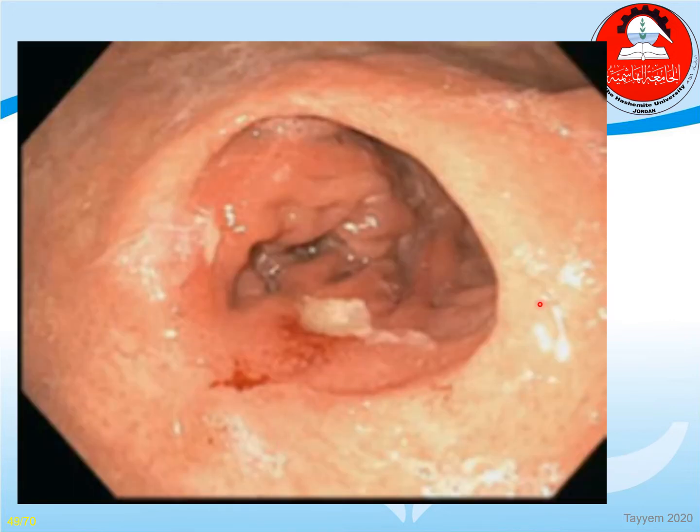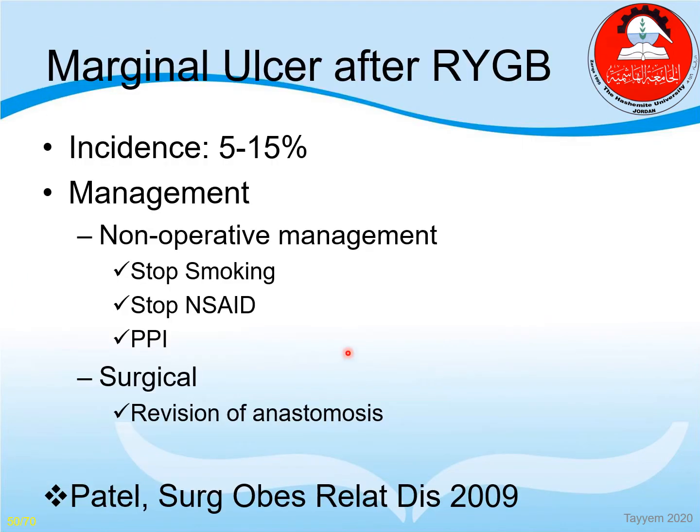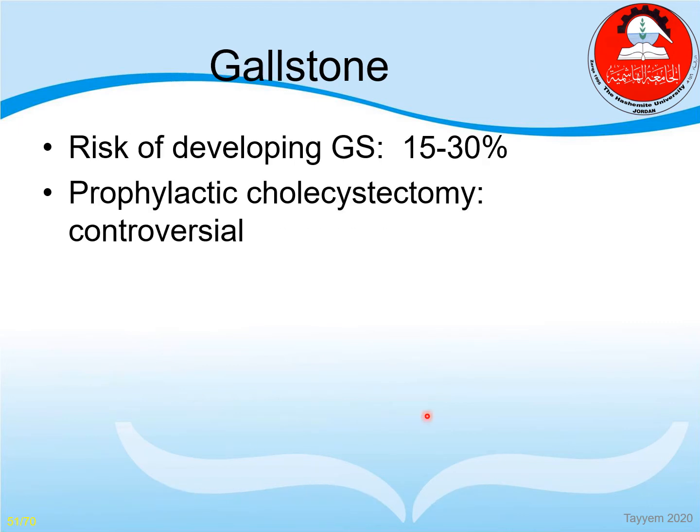On this gastroscopy, you can see here an ulcer, and this is called marginal ulcer. It happens in up to 15% of patients with Roux-en-Y gastric bypass. Management is non-operative with dietary modification, stop smoking, stop the offending medications such as NSAIDs, and start a PPI. Surgical management is with revision of the anastomosis.